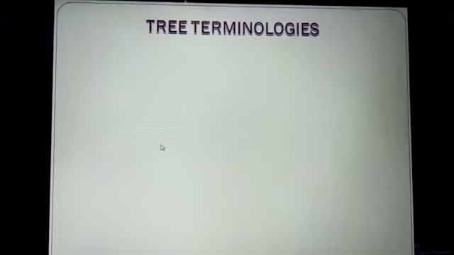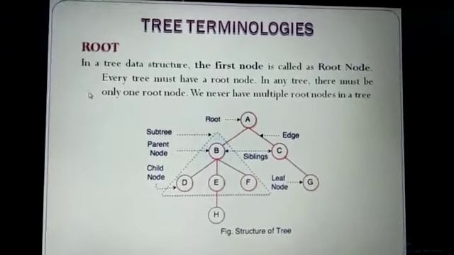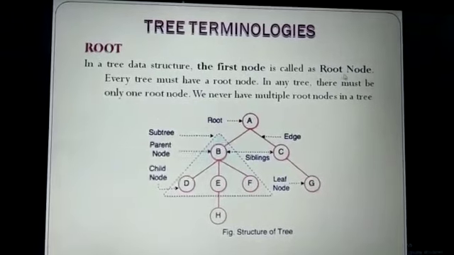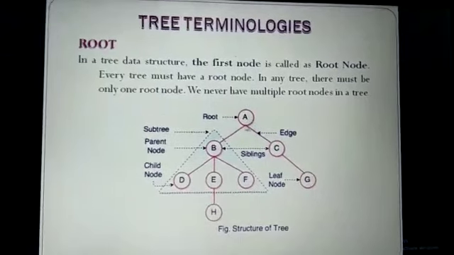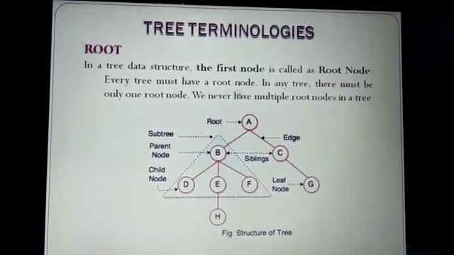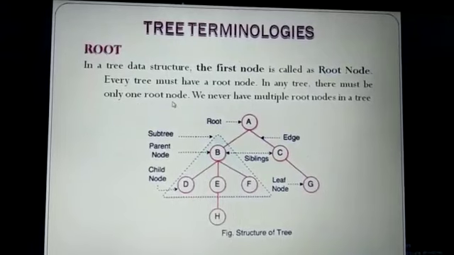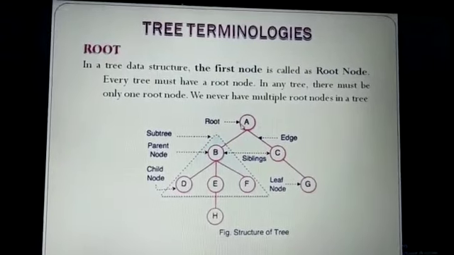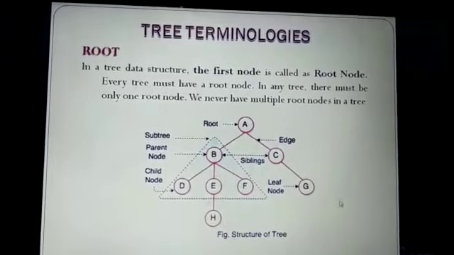Next we will see the tree terminologies. The first important terminology is root. In a tree data structure, the first node is called as root node. In this example, A is called as the root node. Every tree must have a root node. In any tree data structure, there must be only one root node. We never have multiple root nodes in a tree.